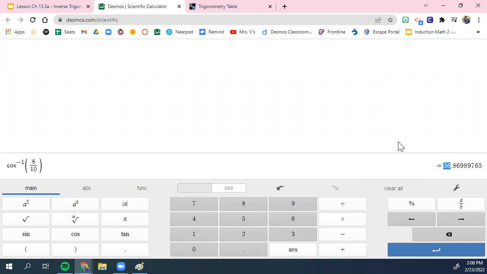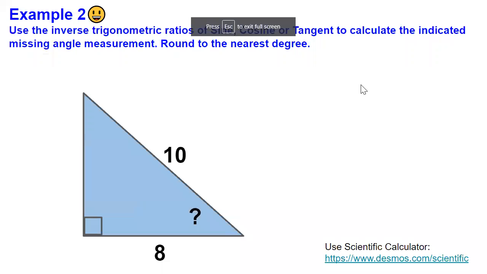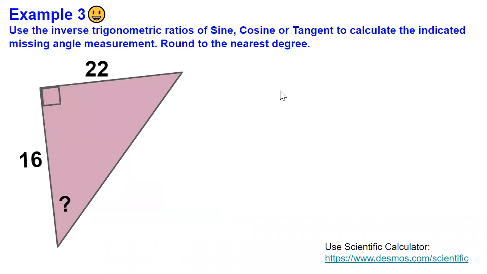Do you guys want to try the last one on your own? Awesome. Okay. Let me bring out the example. The rest, we're going to do next, not tomorrow, but probably Monday. So here's the last example for you guys. That's the last box that we have.